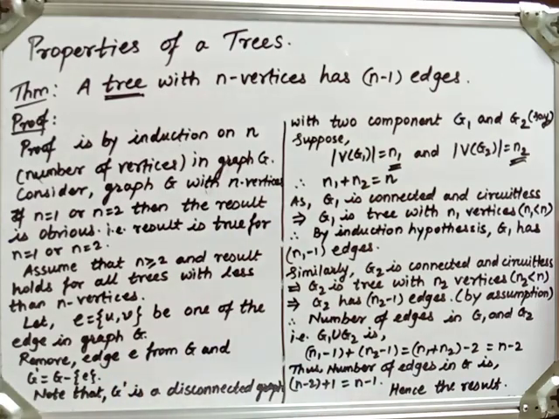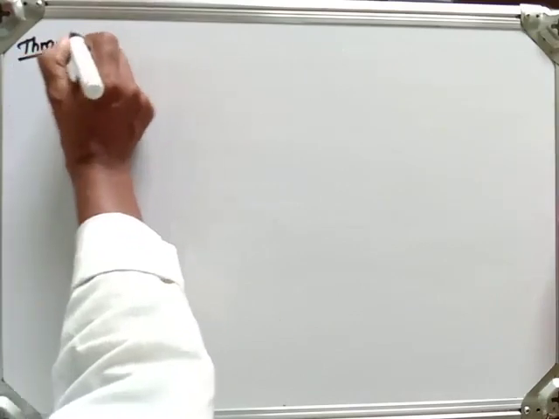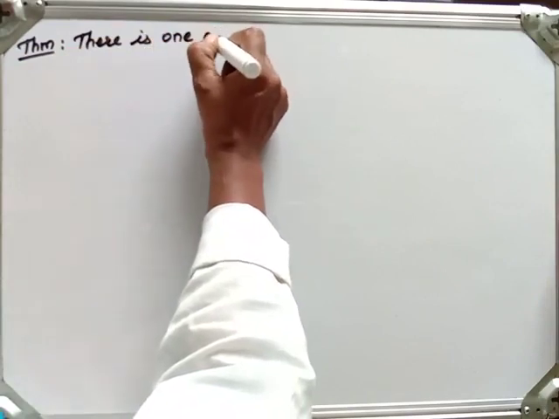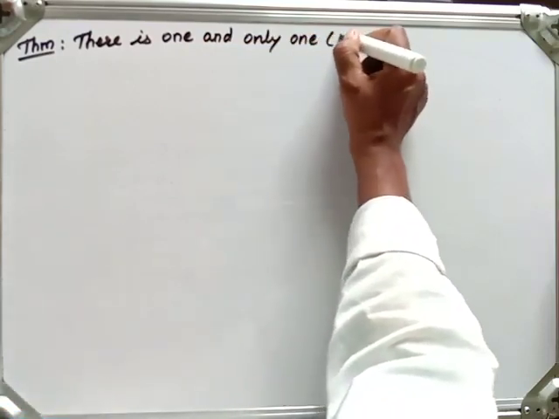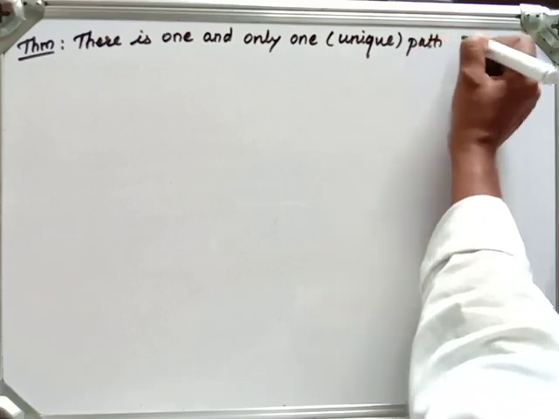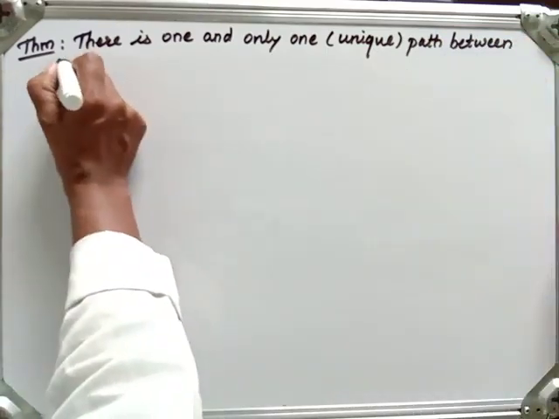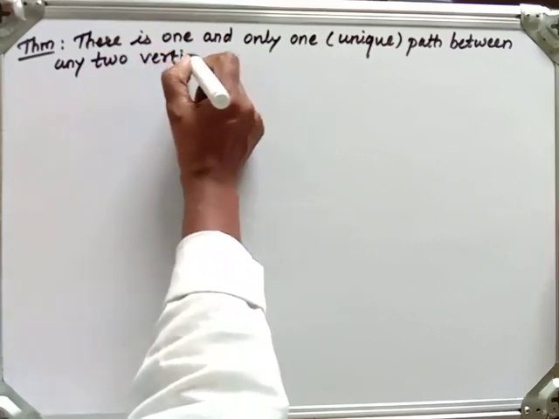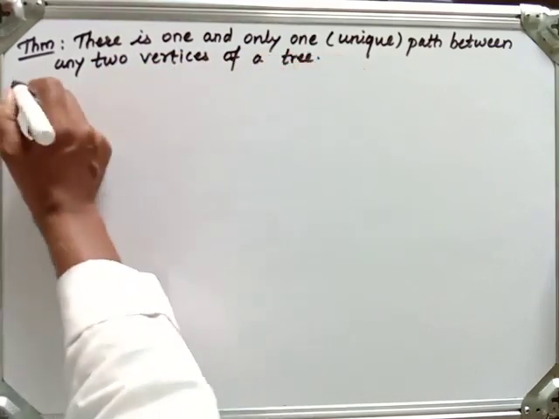Now let's go for the next property. There is one and only one, or we can say unique, path between any two vertices of a tree. Okay, so proof.